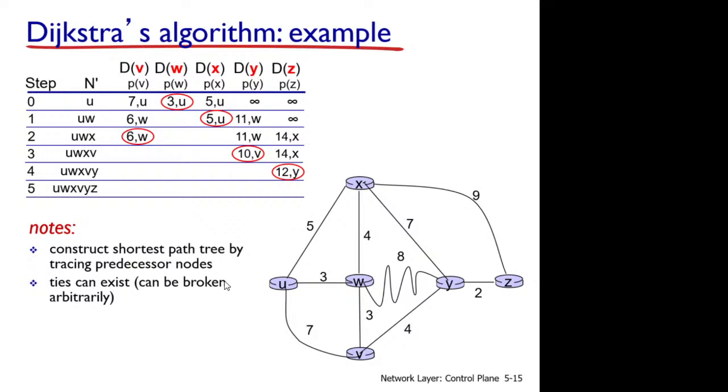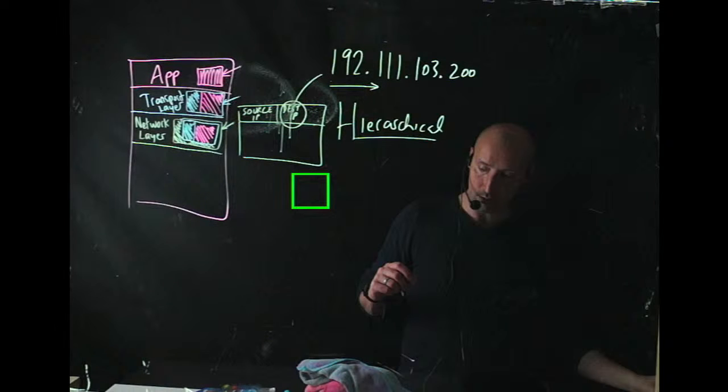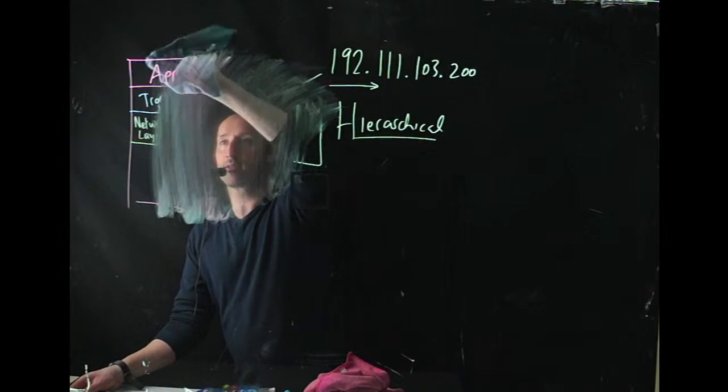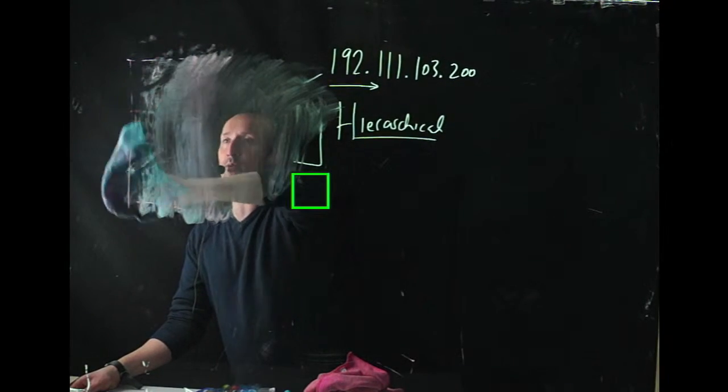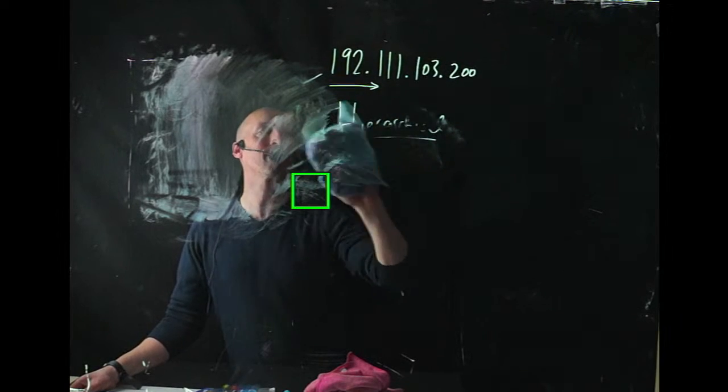Okay, so we now know enough to do this, and it's important to note that this is all using the IP address in the first place. So the IP address is telling us where we want to go, and then the routing algorithm is telling us the best path to get there.